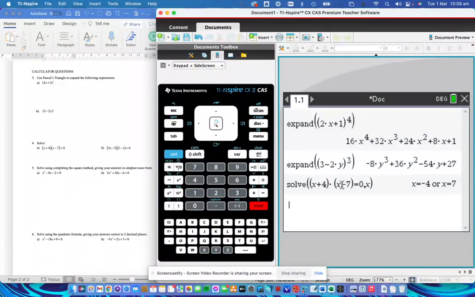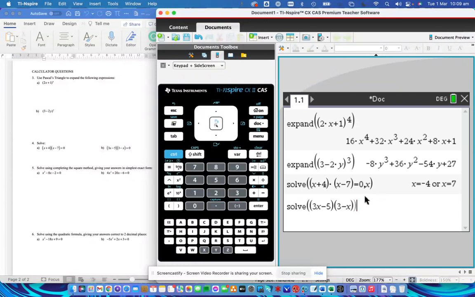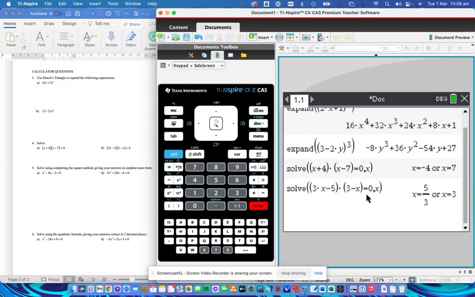The next one is a little bit more tricky. I'm going to type in solve this time, put my brackets in, 3x minus, well, it's not that tricky, but I'm just saying 3 minus x. There's a couple of things to try and trip you up. Press return. Oops, what did I do? Oh, didn't finish it like a doofus. Equals 0, comma, x, return. And there we go. x equals 5 thirds or x equals 3. So there's your answers there.